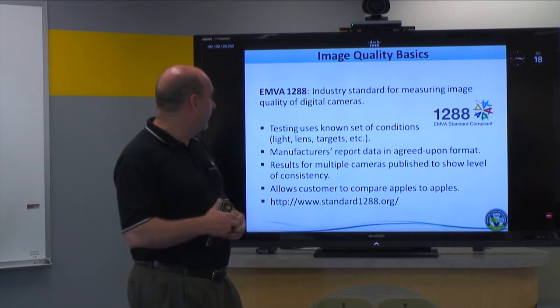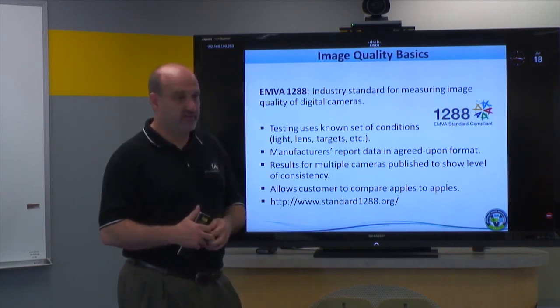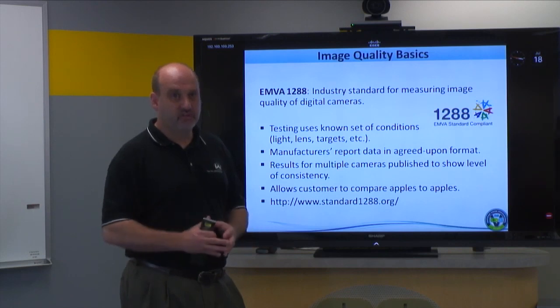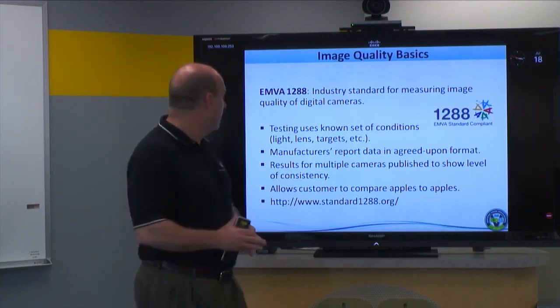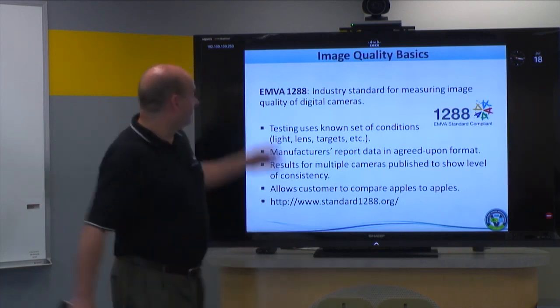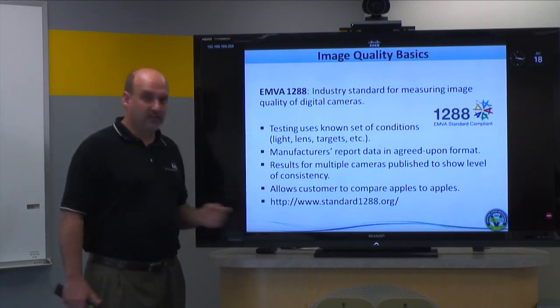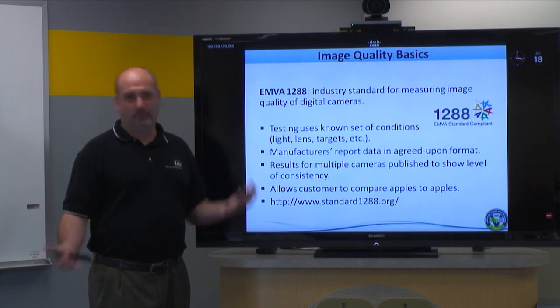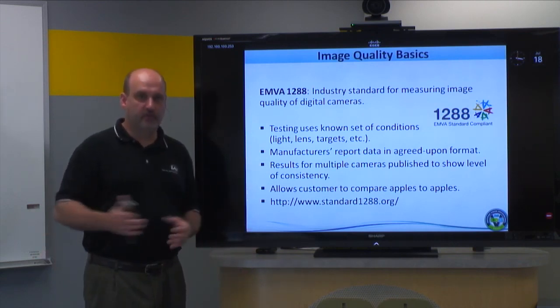EMVA 1288 is one of the few standards out there that takes everything, the sensitivity, the noise level, everything in the camera in, and gives you some metrics based on that. It tests using a known set of conditions, light, lenses, and targets, so manufacturers can't fool it by cheating on the lens or some of the other parameters.